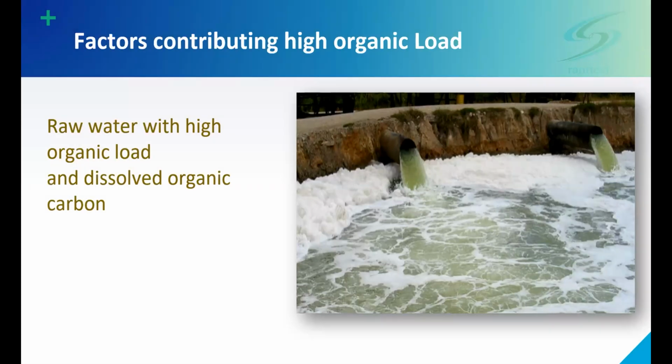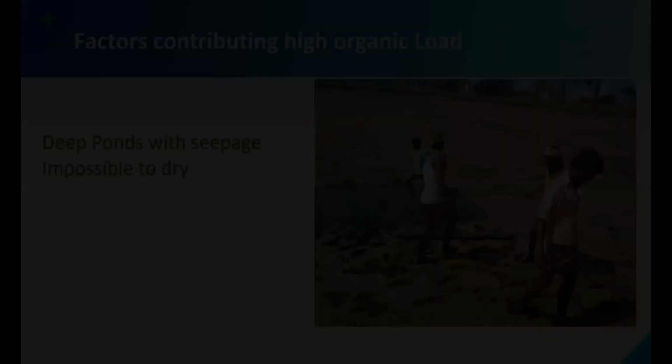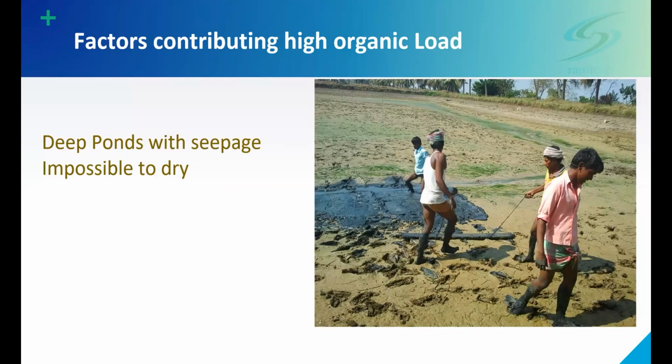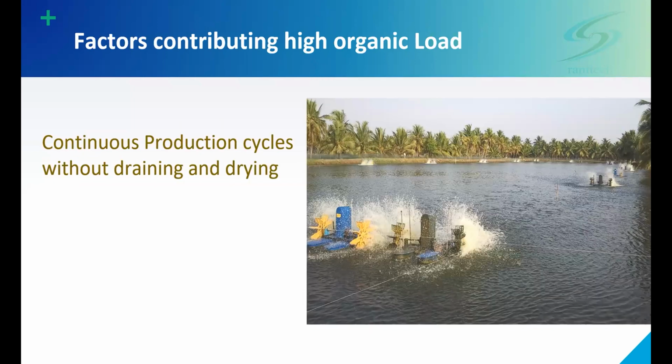What factors are contributing to organic loads? Raw water or water from the previous crop: if you want to do 2 or 3 crops in the same water, you will be carrying high organic loads into the coming crops. Those ponds which are not able to dry properly, or have severe seepage from the neighboring ponds, can't remove sludge from the previous crop. These ponds will be carrying organic load. And continuous production cycles, as I'm saying repeatedly, if you do them in the same water again and again, you must be having higher organic loads.